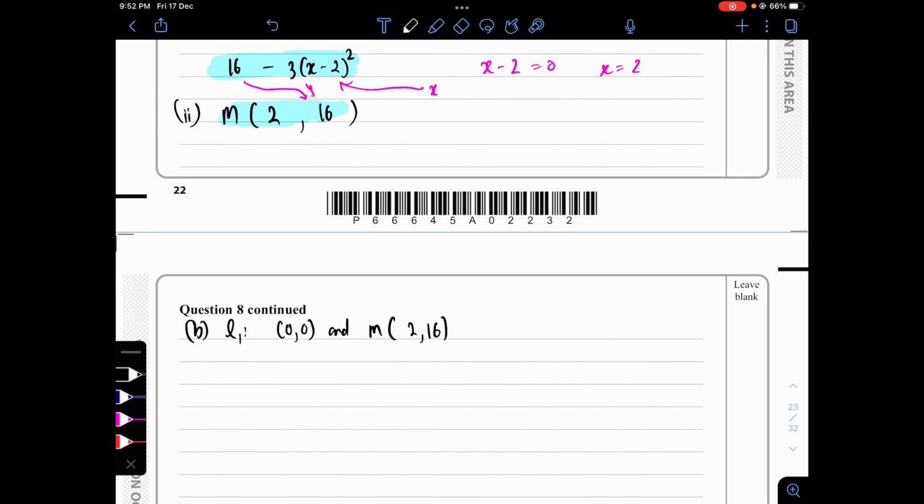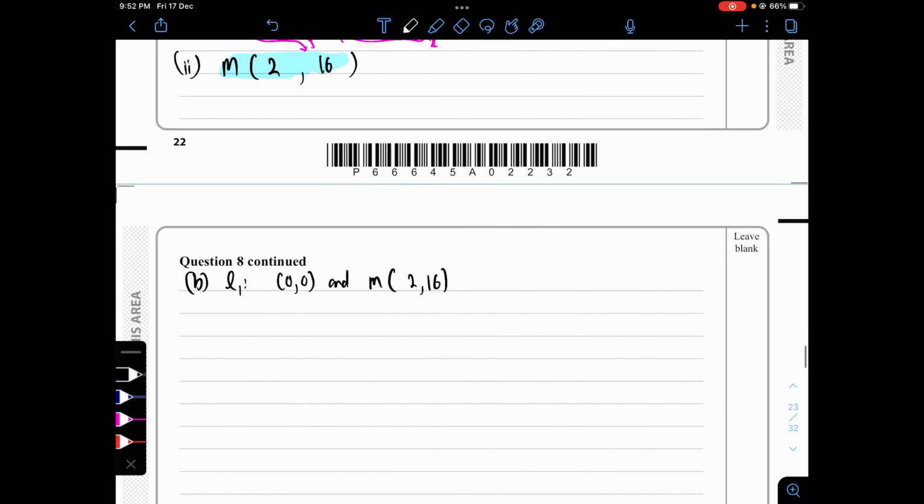And so let's find the equation. We can find the gradient first. So m, the change in y over the change in x, is 16 minus 0 over 2 minus 0, so that is 8, right?